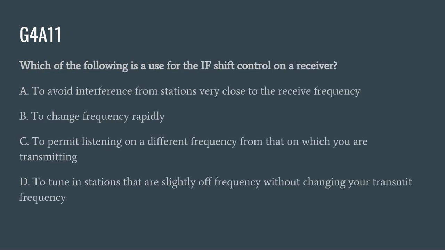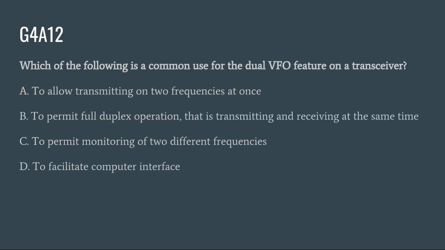G4A11, which of the following is a use for the IF shift control of a receiver? A, to avoid interference from stations very close to the receive frequency. B, to change frequency rapidly. C, to permit listening on a different frequency from that on which you are transmitting. Or D, to tune in stations that are slightly off frequency without changing your transmit frequency. Correct answer is A, to avoid interference from stations very close to the receive frequency.